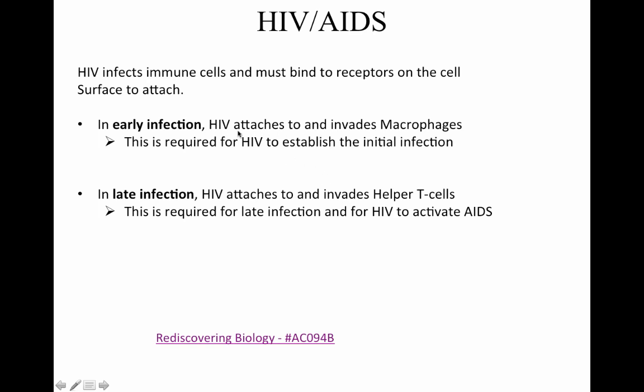So HIV must attach to and invade macrophages initially. Then, later on, as HIV makes the transition to AIDS and the symptomatic phase, HIV then attaches to and invades helper T cells. That is required for the symptomatic phase to begin developing, because it is when helper T cells are infected that the immune system starts to decline and wane and you see the symptoms of AIDS.